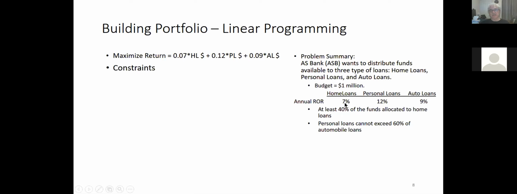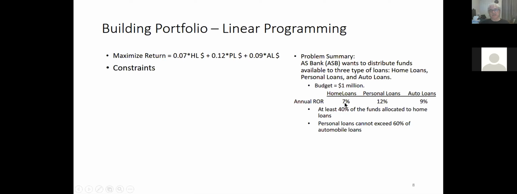Personal loans cannot exceed more than 60% of auto loans. So these two are the second and first best. And this one has the chance to get all the money if you just want to maximize the return. And so between the two of them, he says, don't put more than 60% in here that you put here. And now let's set up a linear programming model that does just that.